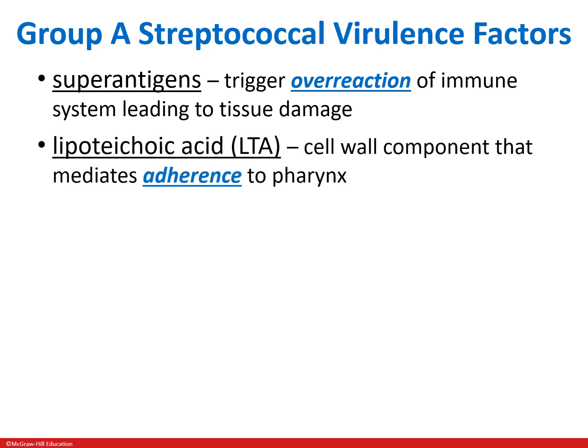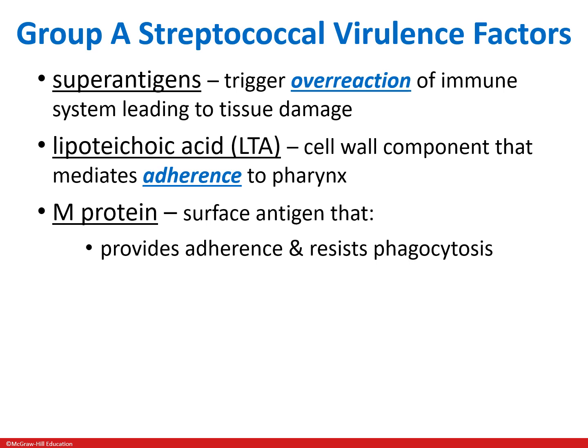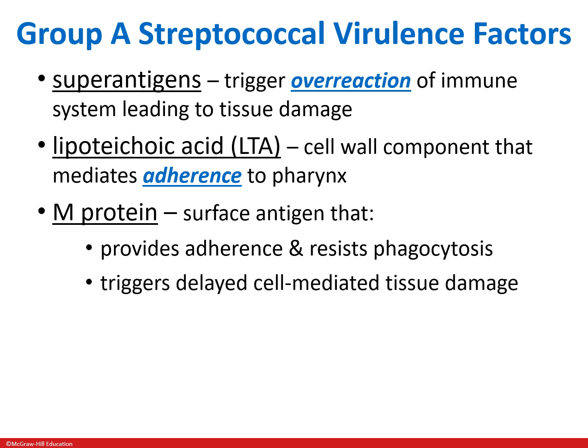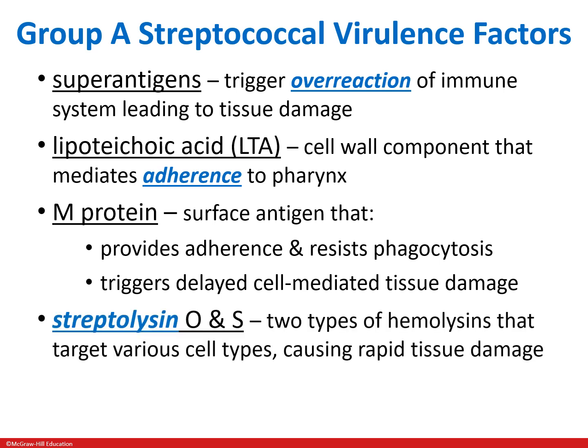There's also a unique version of lipoteichoic acid in the cell wall that allows these organisms to more readily adhere to the lining of the throat. We've talked about M protein, which again is a surface antigen on Streptococcus pyogenes that both allows it to adhere but also interferes with phagocytosis. And there's also an idea that it triggers more cell-mediated tissue damage as well. So it kind of correlates with that superantigen function.